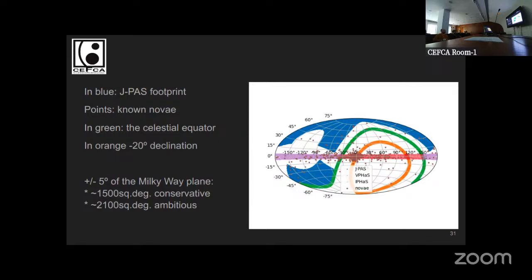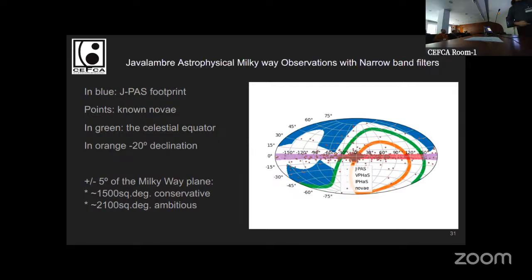And the green line is the celestial equator. The orange line is minus 20 degrees declination. And if you take a stripe around the galactic plane, those are the footprints of the surveys. So if you take this, you can get plus or minus degrees from the Milky Way plane. You can get 1,500 or about 2,000 square degrees of survey if you try to observe down to the celestial equator or down to minus 20 degrees.